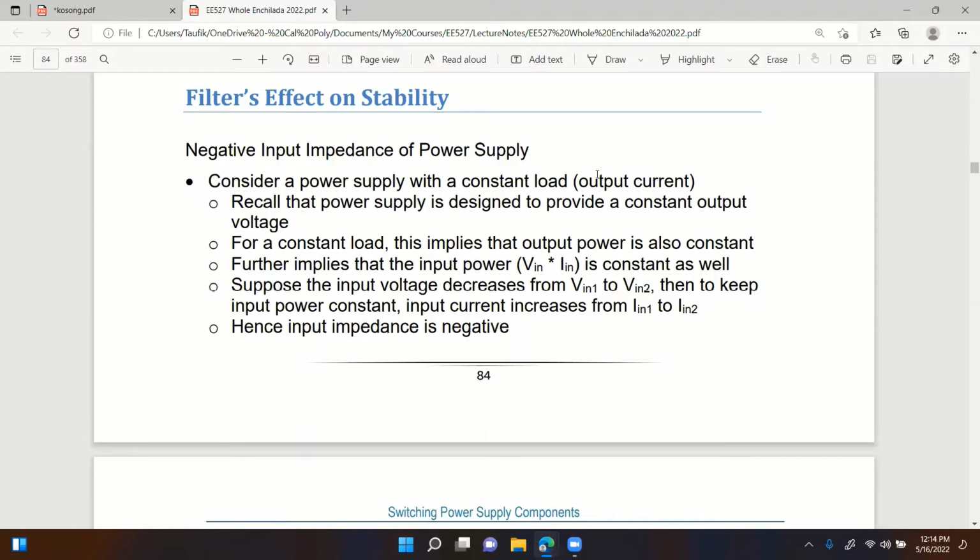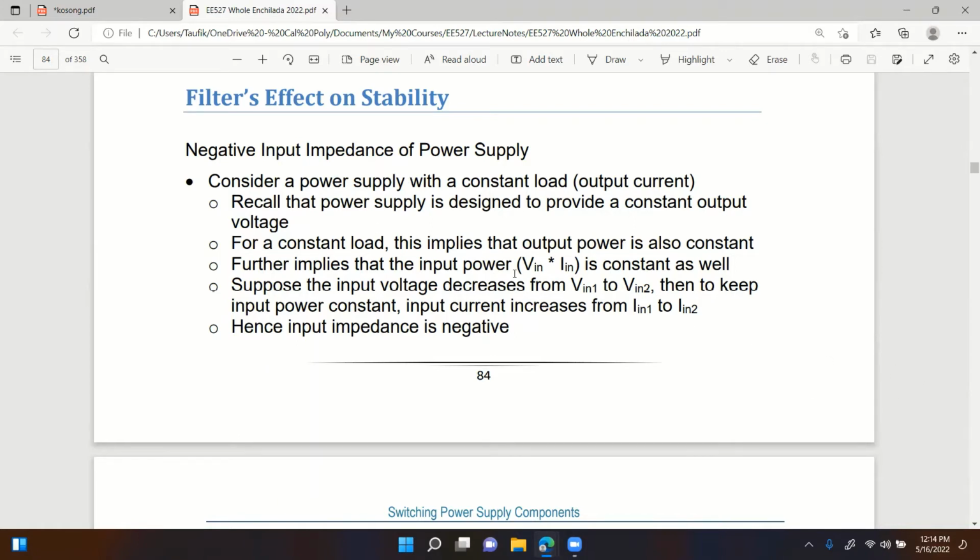But imagine the input filter, right? Input filter is not part of the loop, the control loop, I should say. It's not part of the control loop. So how is that affecting stability? So that's what we're trying to understand through this section.